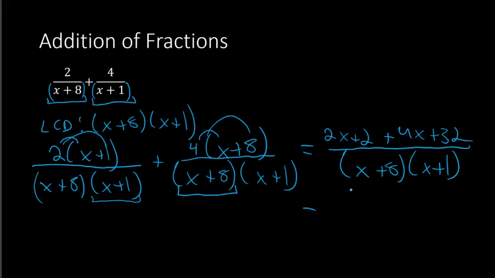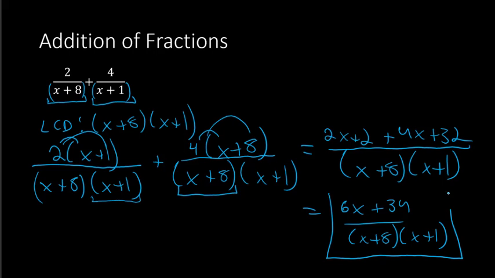So you distribute, and then simplify the numerator. 2x plus 4x is 6x. 2 plus 32 is 34. And that is all over x plus 8 times x plus 1. So this here would be our final answer. And just always double check to see if we can simplify further. And in this case, we cannot. So this would be our final answer.